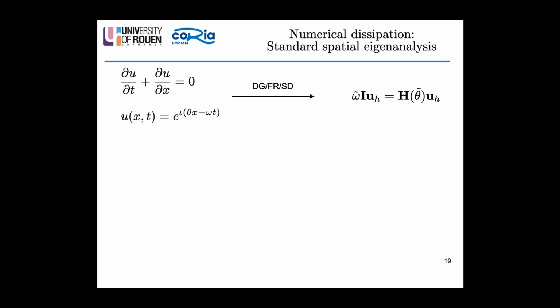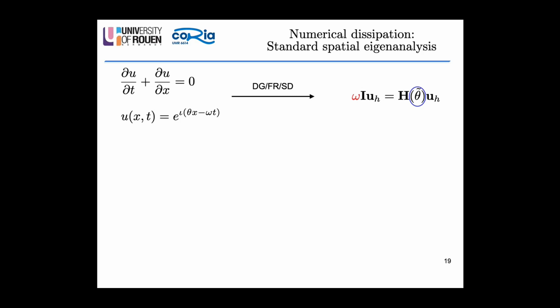For the standard spatial analysis, you can do essentially the same thing, but instead of imposing a value of theta, you impose a value of omega, and you solve a nonlinear equation in terms of theta. You can see that the problem is essentially flipped. So before we were imposing a spatial oscillation and studying how it was evolving over time. Here we are focusing on imposing a temporal frequency and studying how it behaves while propagating over space.